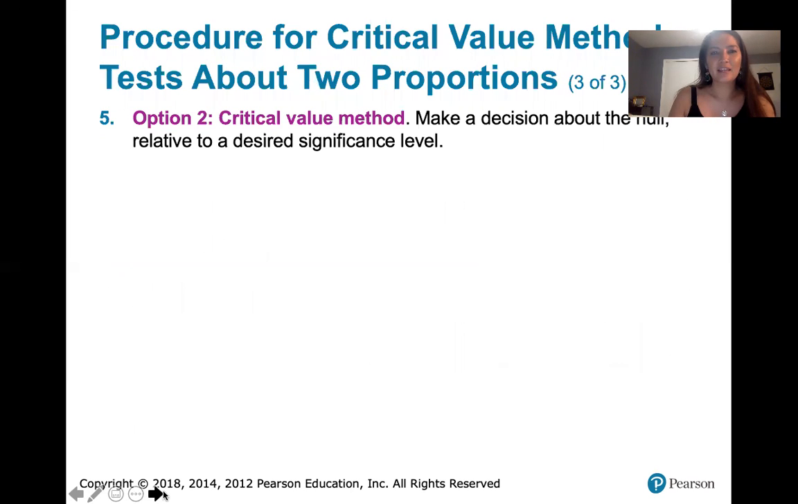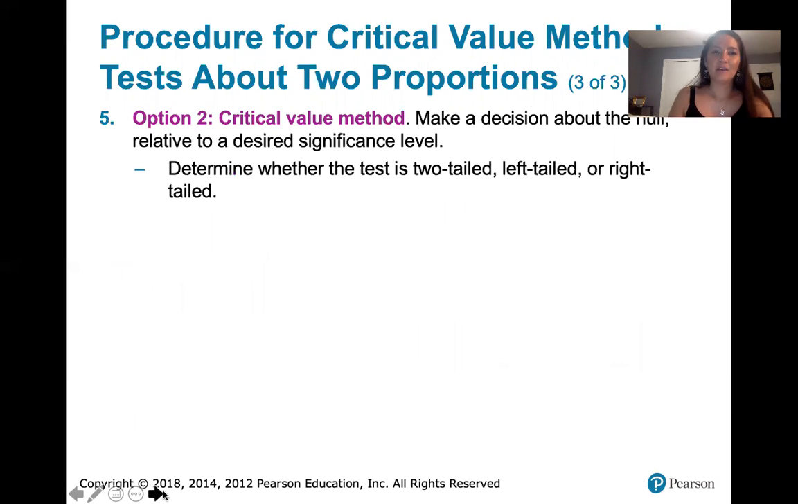Now, here is where the critical value method and the p-value method diverge. Those first 4 steps are going to be the same no matter which method you use. But with the critical value method, after you've computed your test statistic, you need to determine whether the test is two-tailed, left-tailed, or right-tailed, and then sketch and shade the critical region.